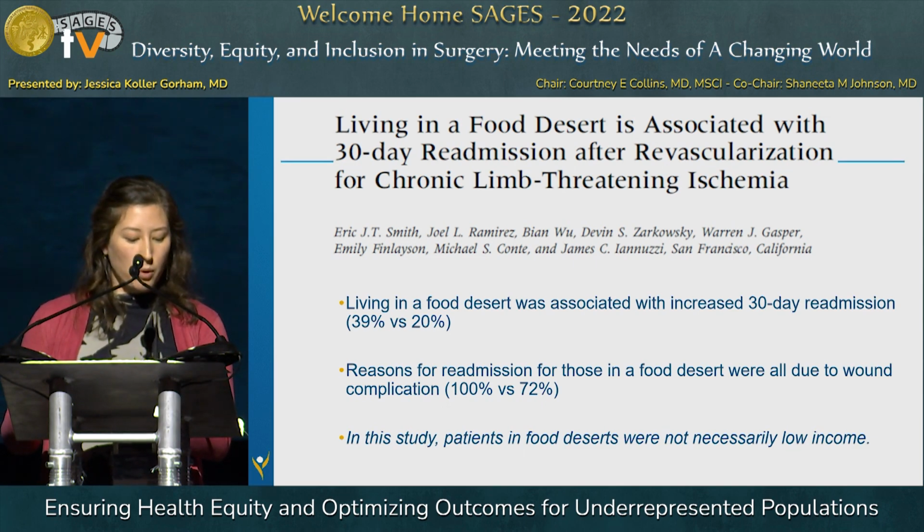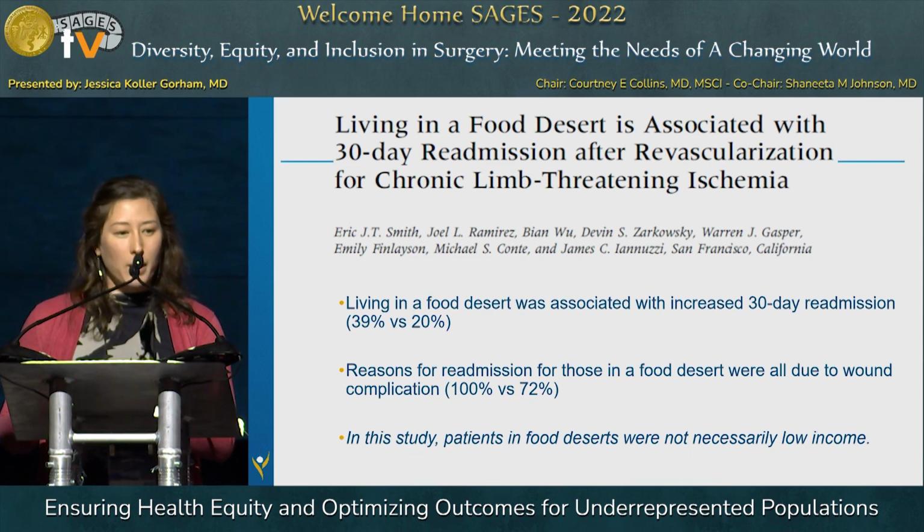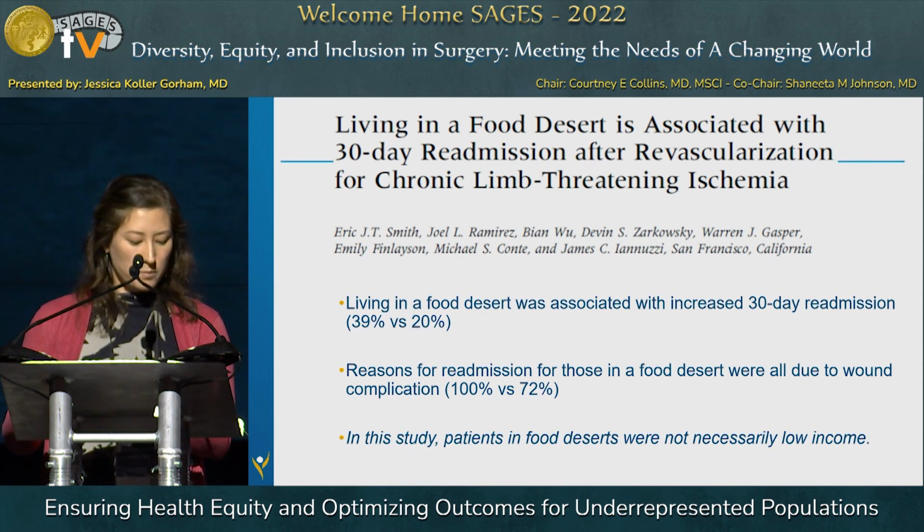In communities with poor or no access to fresh produce, low-fat dairy, whole grains, and other healthy food options, populations may be more likely to suffer from high rates of diabetes, cardiovascular disease, and obesity, which impact outcomes. And in this study, such a phenomenon was found to be independent of income.